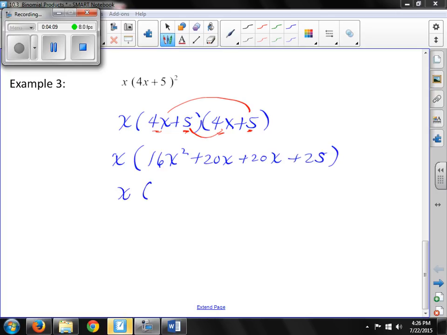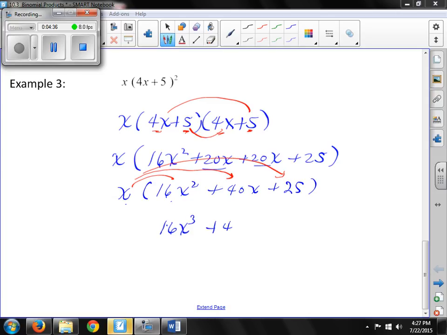So I have x, and I'm going to combine my middle terms. I'm going to combine my 20x and my 20x, and I'll have 40x plus 25. And now I'll need to multiply my x out in the front. I'm going to multiply this x out in the front times all 3 of them, so that I have x times 16x squared, which would be 16x cubed, and x times 40x, which would be plus 40x squared, and x times 25, which would be plus 25x.